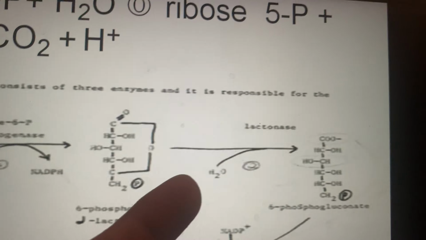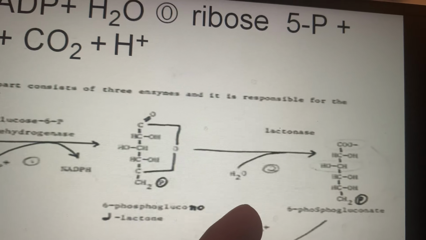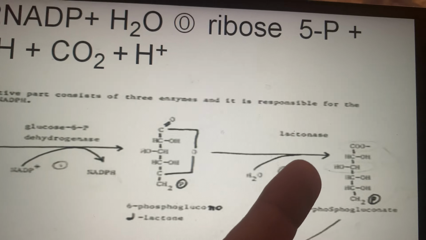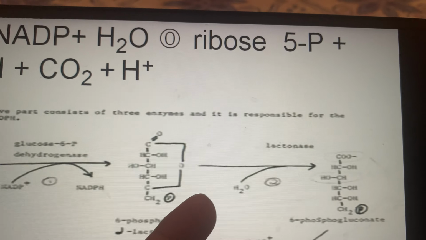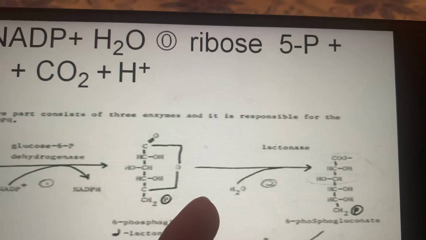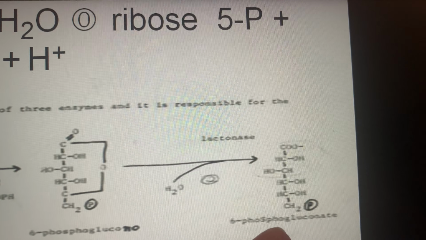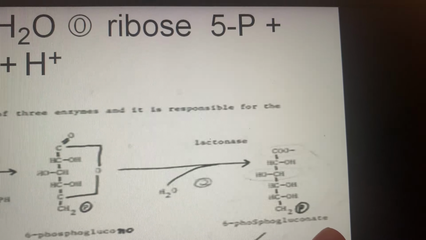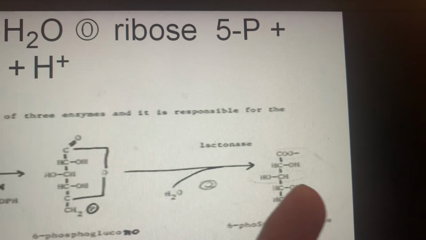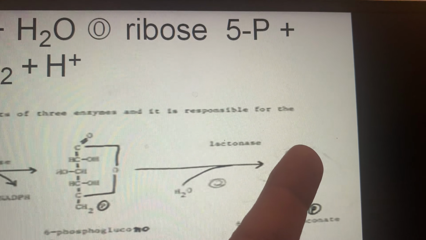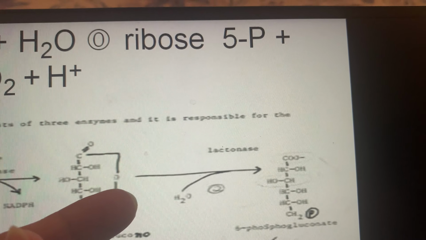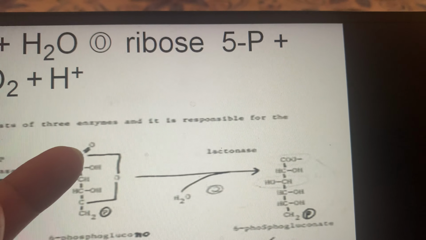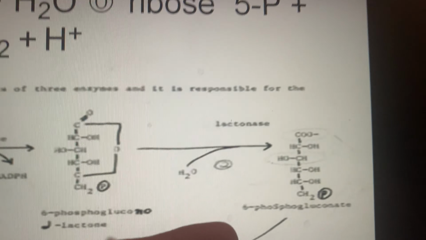So in the next phase, 6-phosphogluconolactone, in the presence of lactonase enzyme and with the addition of water, produces 6-phosphogluconate. There is no more lactone. There is production of a carboxylate group at the end. This bond is broken from here. This oxygen goes with this one, and this is 6-phosphogluconate.